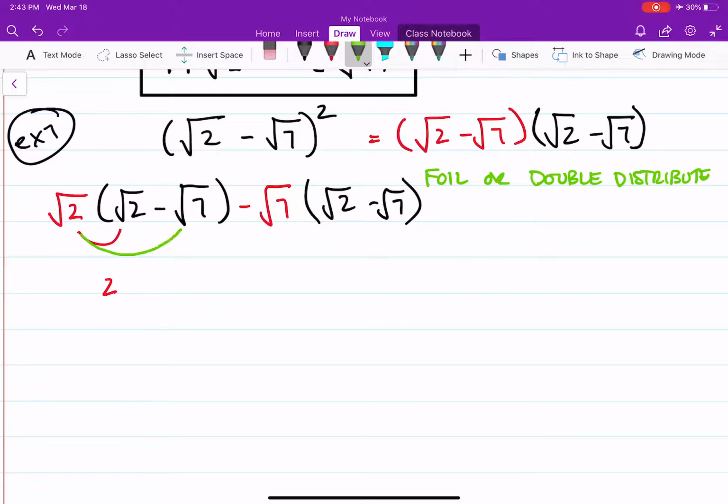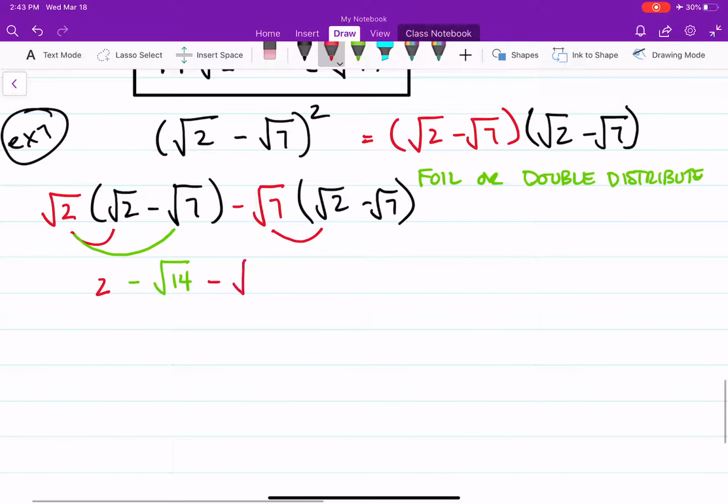Square root of 2 times a negative square root of 7 is going to give me a negative square root of 14 because they're both inside the house. When I multiply, I can only multiply if they're both inside the house or they're both outside the house. Over here, I have this, and that's going to give me a negative square root of 14 as well. And then this times this is a negative square root of 7 times a negative square root of 7, which becomes positive. And square root of 7 times square root of 7 is just going to give me 7.